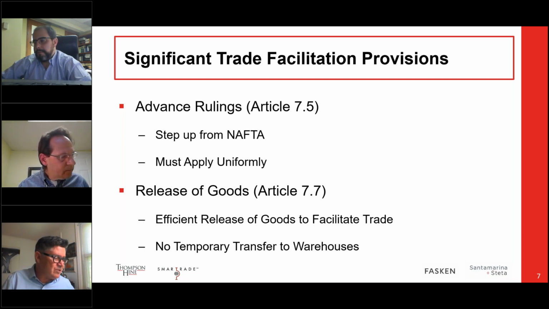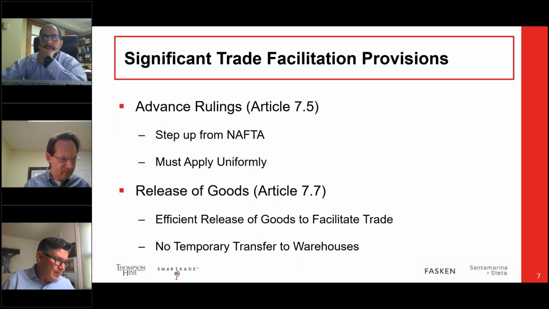So I just want to ask you, though, really fast with regards to advanced rulings. Do you think that advanced rulings that were issued under NAFTA would apply under Chapter 7 of the USMCA? For example, if you had the same exact good at issue and the same exact components and supply chain. What do we do in that situation if we have a NAFTA advanced ruling? Can we still rely on it?